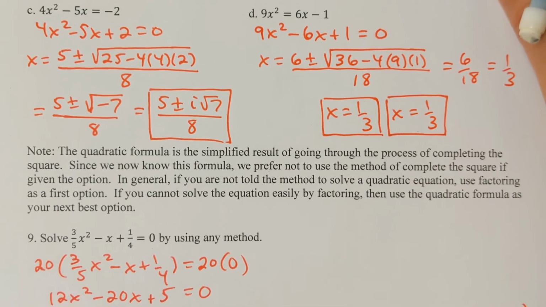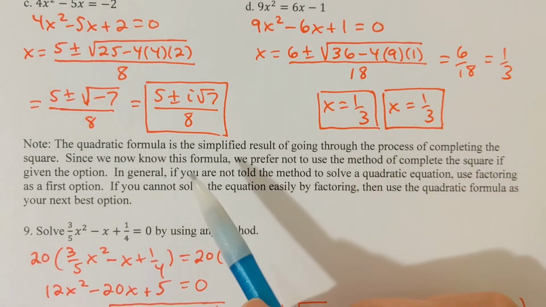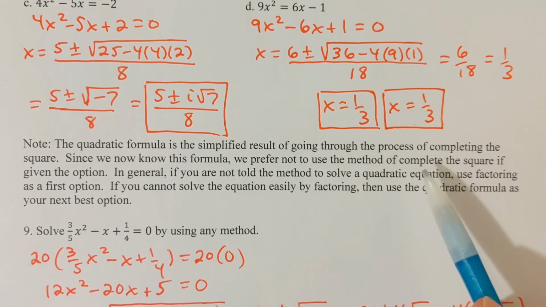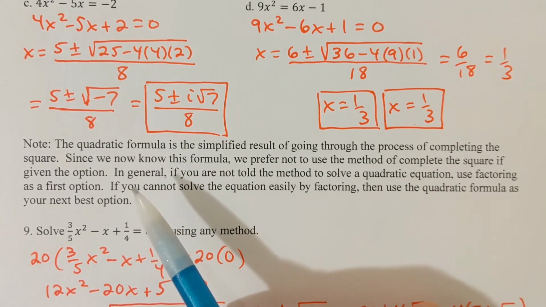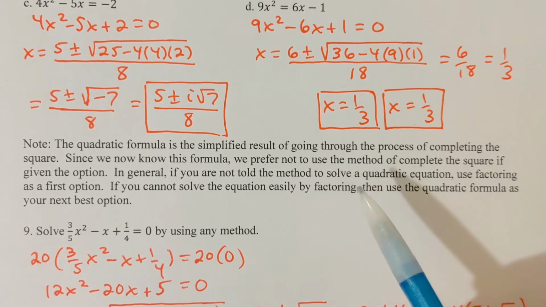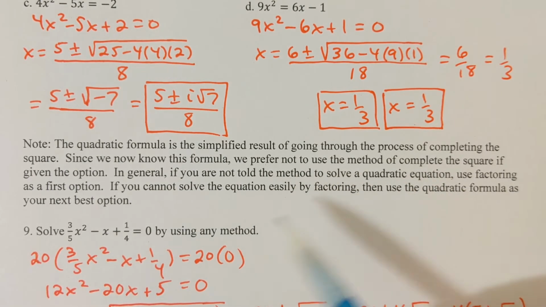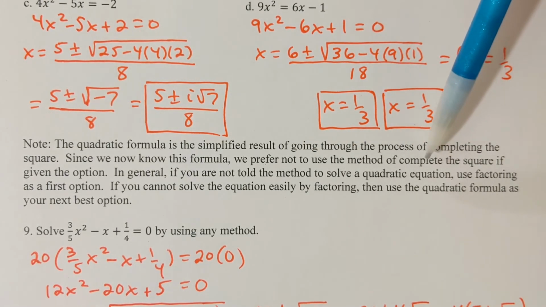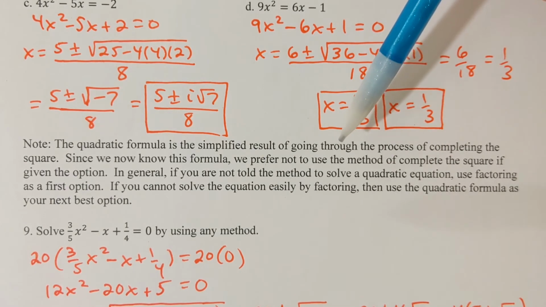Now there's a note here. The quadratic formula is the simplified result of going through the process of completing the square. Since we now know this formula, we prefer to not use the method of completing the square if given the option. In general, if you are not told the method to solve a quadratic equation, think factoring first, and if you've ruled that out, then use the quadratic formula as your next best option.